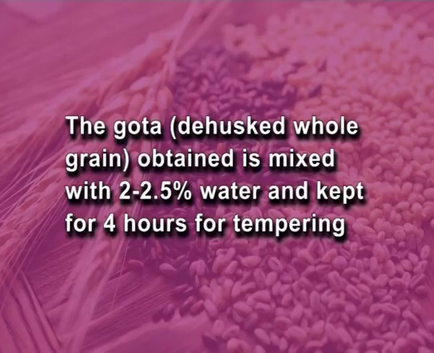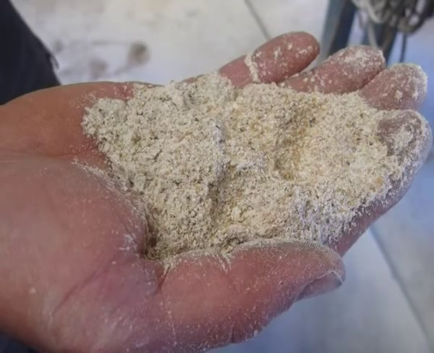The husk, broken and powder are removed separately. The gota, which is the dehusked whole grain obtained, is mixed with 2 to 2.5% of water and kept for 4 hours for tempering. These grains are passed through a splitter for dal making.